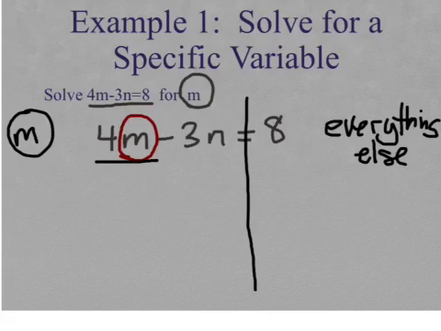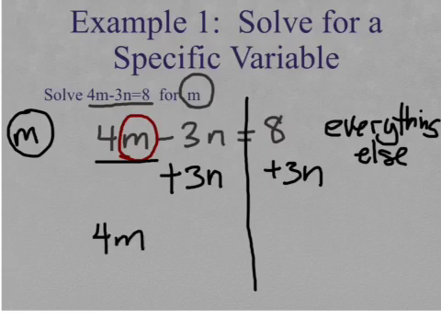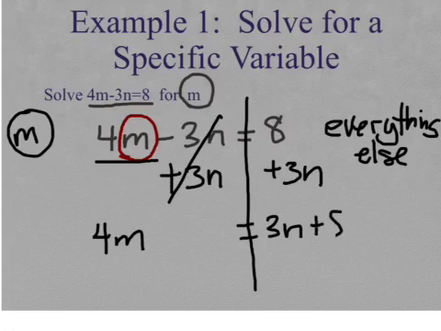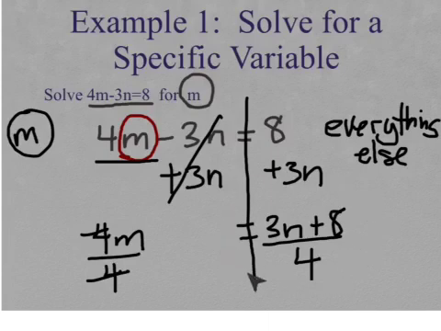To get rid of this minus 3n, I'm going to have to add 3n to both sides. So I'm adding the additive inverse or the opposite. So I'm now left with 4m is equal to 3n plus 8. Still, m is not alone. 4 is being multiplied next to m. The opposite of multiplication is division. What I do to one side, I do to the other. And my answer is as follows. My answer is exactly what you see here, 3n plus 8 divided by 4. That's what m is equal to.